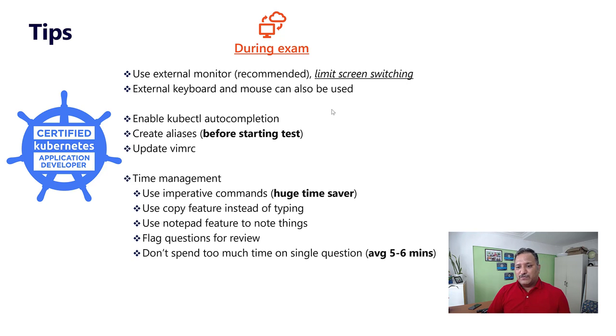Use the copy feature instead of typing. In your questions, you will have specific needs to create resources with exactly the same name. They should have a specific label. They should be created in a specific namespace and things like that. So instead of trying to type those resource names or object names, copy them. You can just click, and the test environment is enabled with a copy feature once you click on a particular resource name or whatever is the tag.